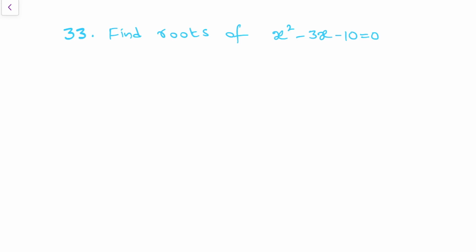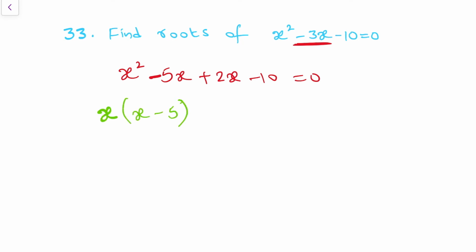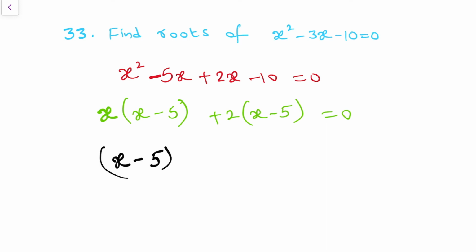Again same, splitting the middle term into two terms. First term x square as it is. In the place of minus 3x, I am writing minus 5x plus 2x. Third term as it is, minus 10 equals 0. From the first and second terms, we can take out x common, so we remain with x minus 5. From the third and fourth terms, we can take out 2 common, so remains x minus 5, equals 0. x minus 5, I can see it 2 times, so write it only once, x minus 5. Then remaining is x plus 2 equals 0.